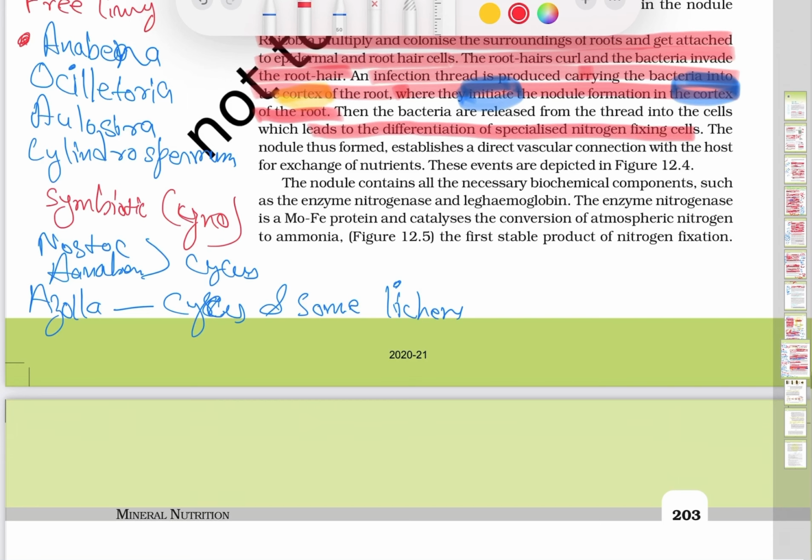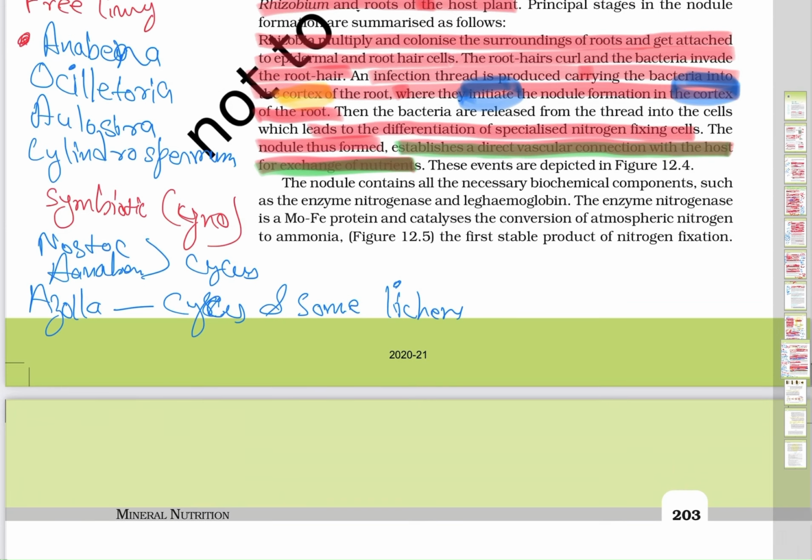These events are depicted in figure 2.4. The nodule contains all necessary biochemical components such as the enzyme nitrogenase and leghemoglobin. The enzyme nitrogenase is a Mo-Fe protein and catalyzes the conversion of atmospheric nitrogen to ammonia, which is the first stable product of nitrogen fixation.